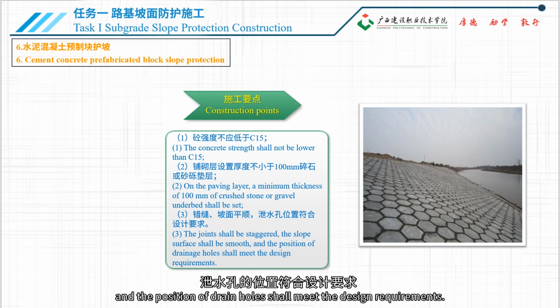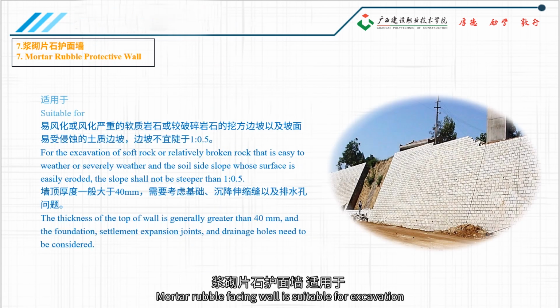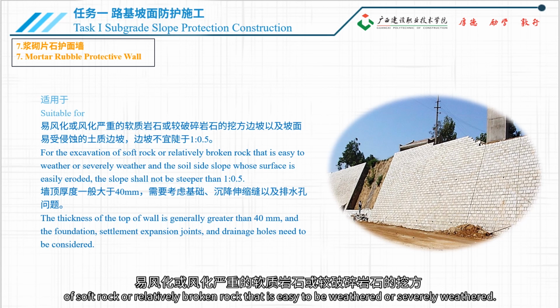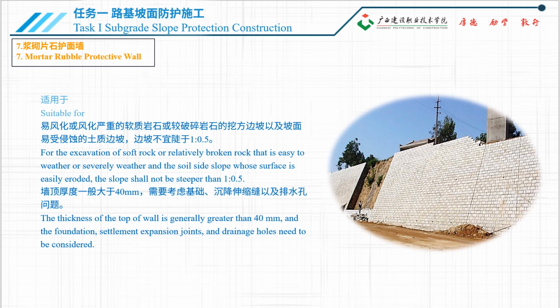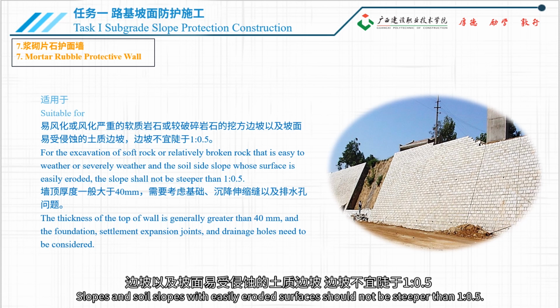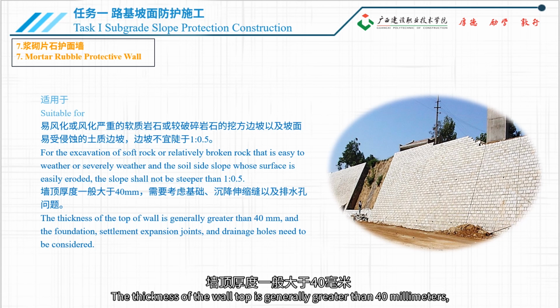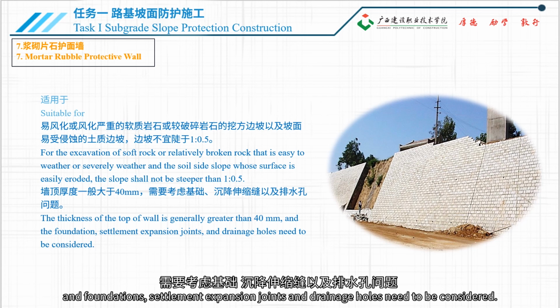Mortar rubble facing wall is suitable for excavation of soft rock or relatively broken rock that is easy to be weathered or severely weathered. Slopes and soil slopes with easily eroded surfaces should not be steeper than 1 to 0.5. The thickness of the wall top is generally greater than 40 millimeters, and foundations, settlement expansion joints, and drainage holes need to be considered.